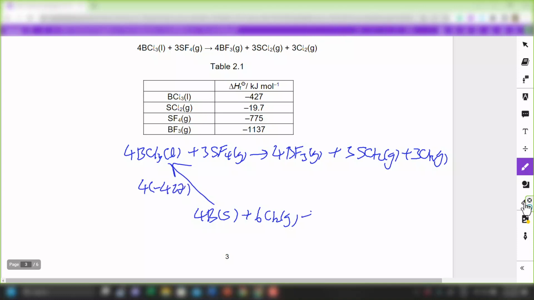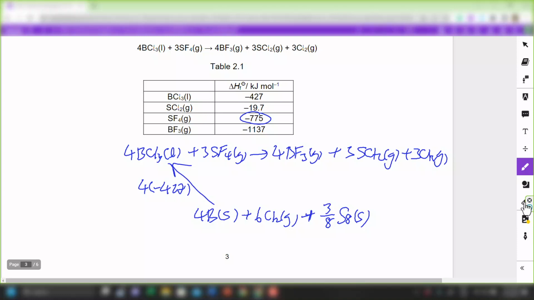Okay, and then plus formation of SF4. So SF4 is given as minus 775. Sulfur exists as S8. So this is kind of like a requirement that you need to know for Cambridge exam. So in this case, I'm going to write it as 3 over 8 S8. But if you forget about it during your assessment, it should be fine if you write it as 3S solid. But if you know it, I think it might be better if you write it as S8.